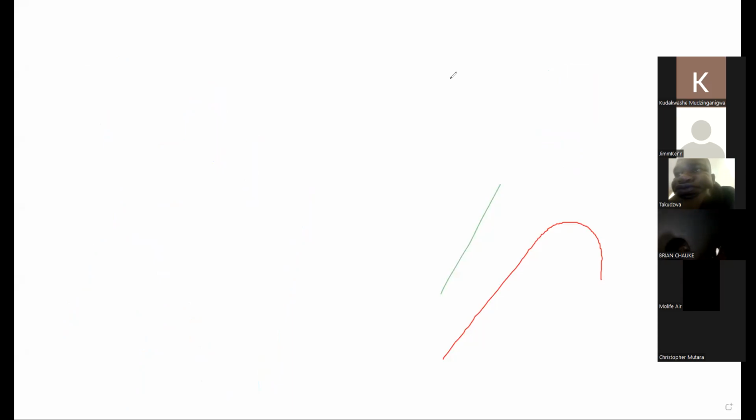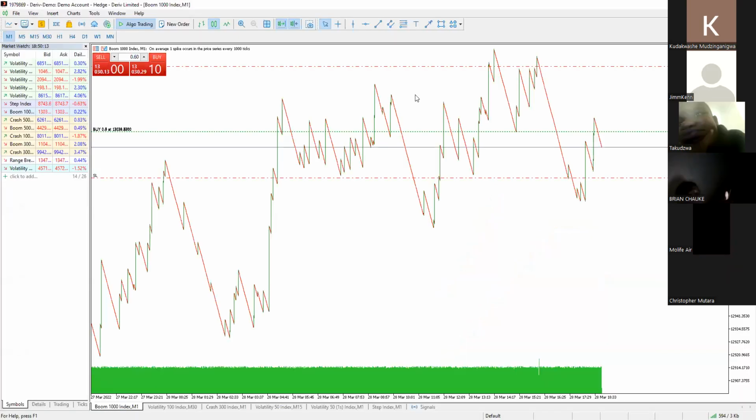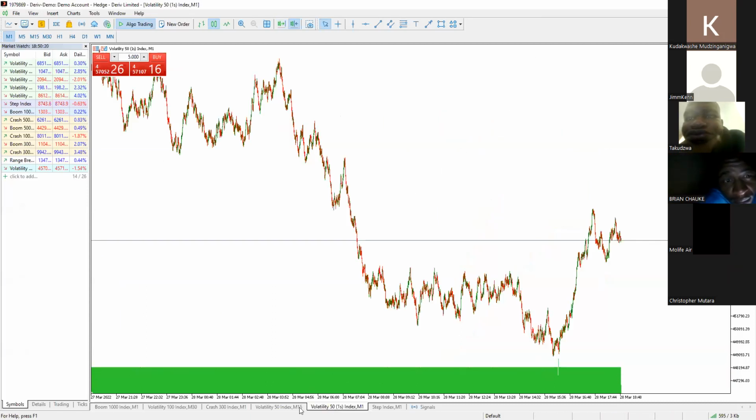Show us with an example how to break analysis from a higher time frame to a lower time frame. Okay, let me show you how I break my analysis from a higher time frame to a smaller time frame. So I'm going to be sharing my current screen, which is on V75 here. Let me share my analysis, which is on V75.